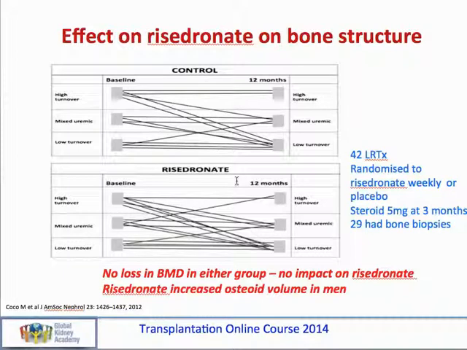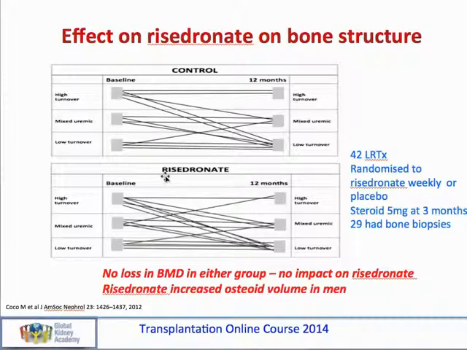So a more recent study, this is a very small study, 42 patients, live-related transplants, randomised to risedronate weekly or placebo. 29 of the patients got bone biopsies. There was a tendency to reduce steroids so that everybody was on 5 milligrams of prednisone at 3 months. And what you see here is that there was absolutely no loss in bone mineral density in either group. There was no impact of risedronate really on bone mineral density, and there was a suggestion that the bone loss was greater in women than in men.